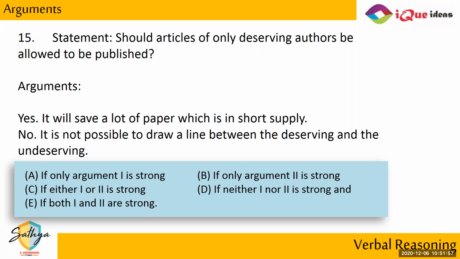Isn't that true? How do you judge what is deserving and what is not? Who is deserving of being published? Who is not deserving of being published? That is not something which we can decide. And when we cannot decide, then how do we say only deserving can be published? So the second argument is definitely strong. Did you get that one?